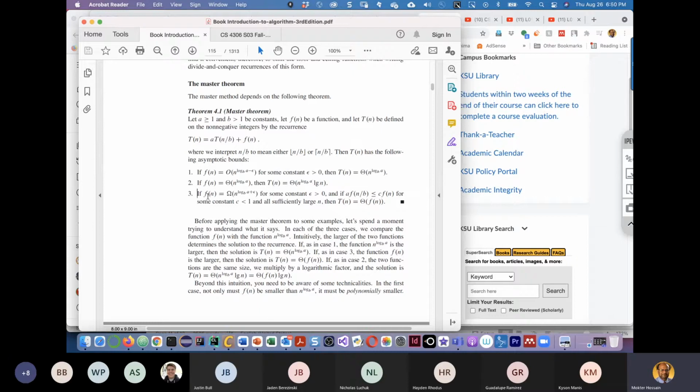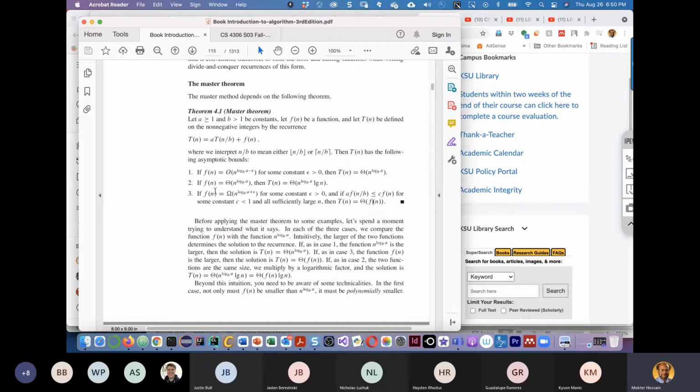And the third case is that if f(n) equals lower bound omega of n to the power log of a with base b plus epsilon, for some constant epsilon greater than 0, and there are also some conditions over here. We will discuss this condition later. Then T(n) will be theta of f(n). So these are the three cases for the master theorem.